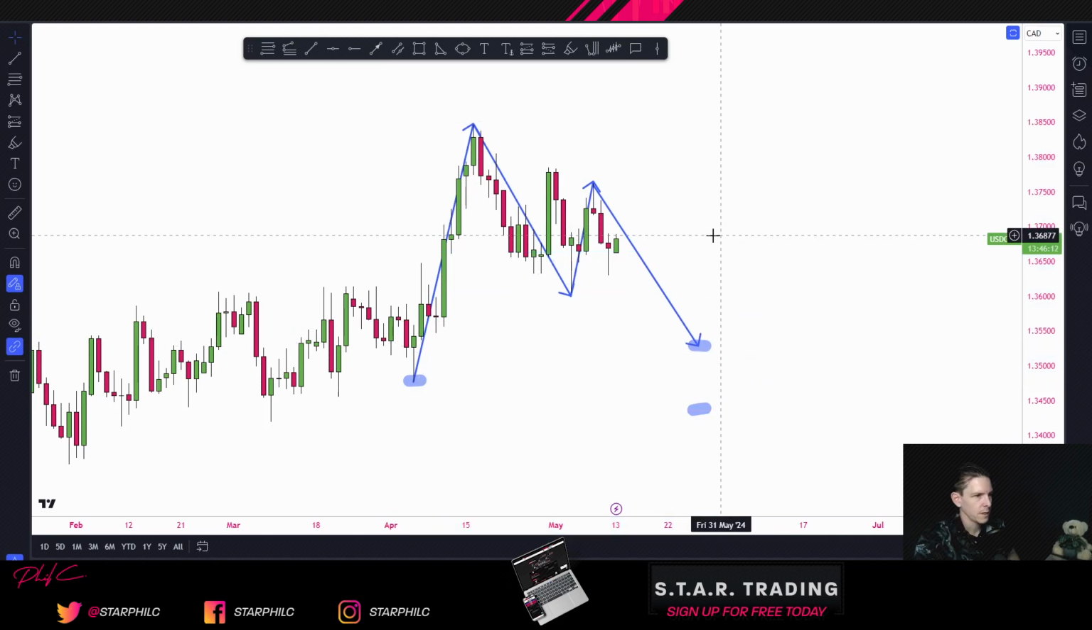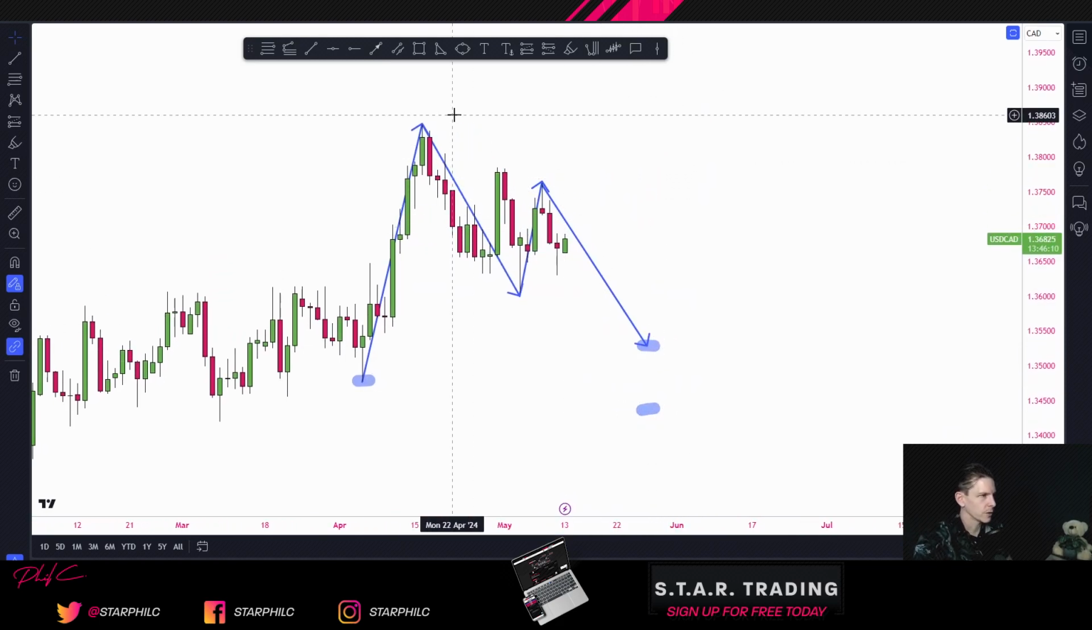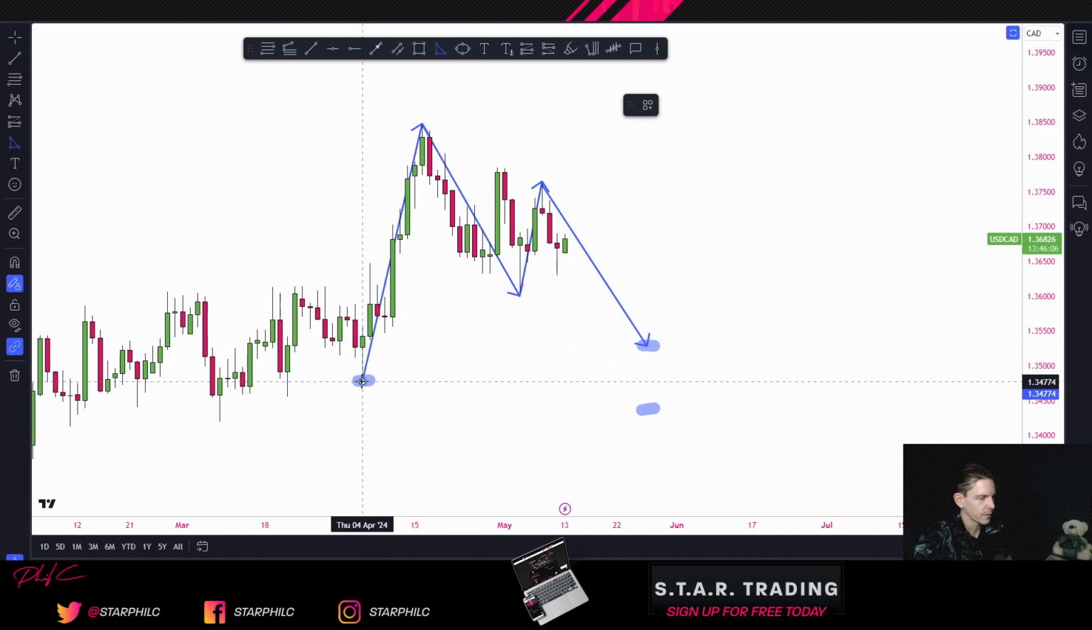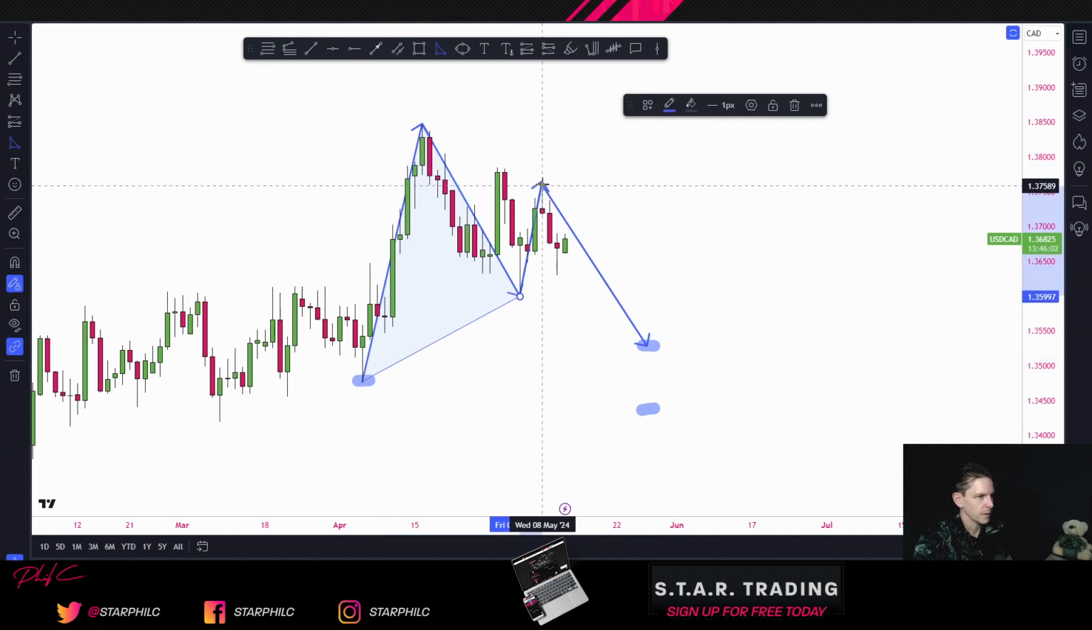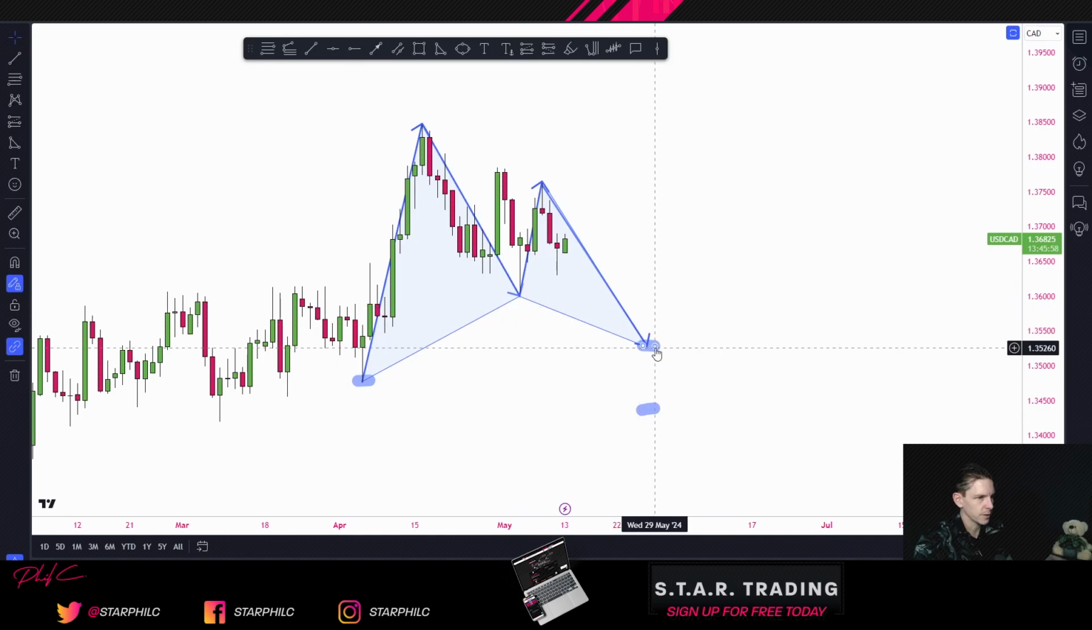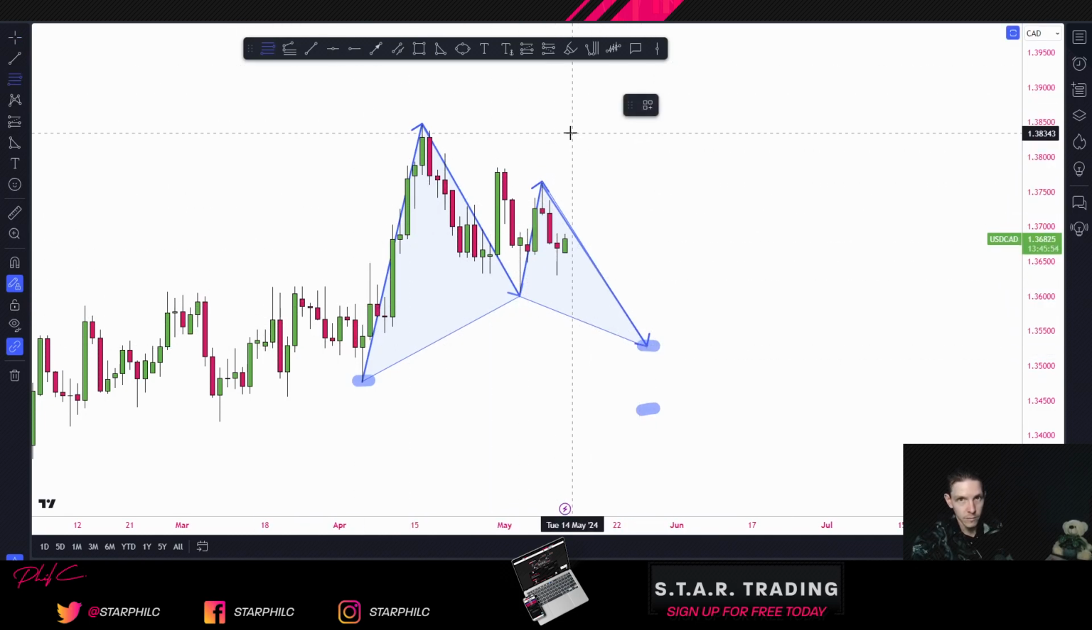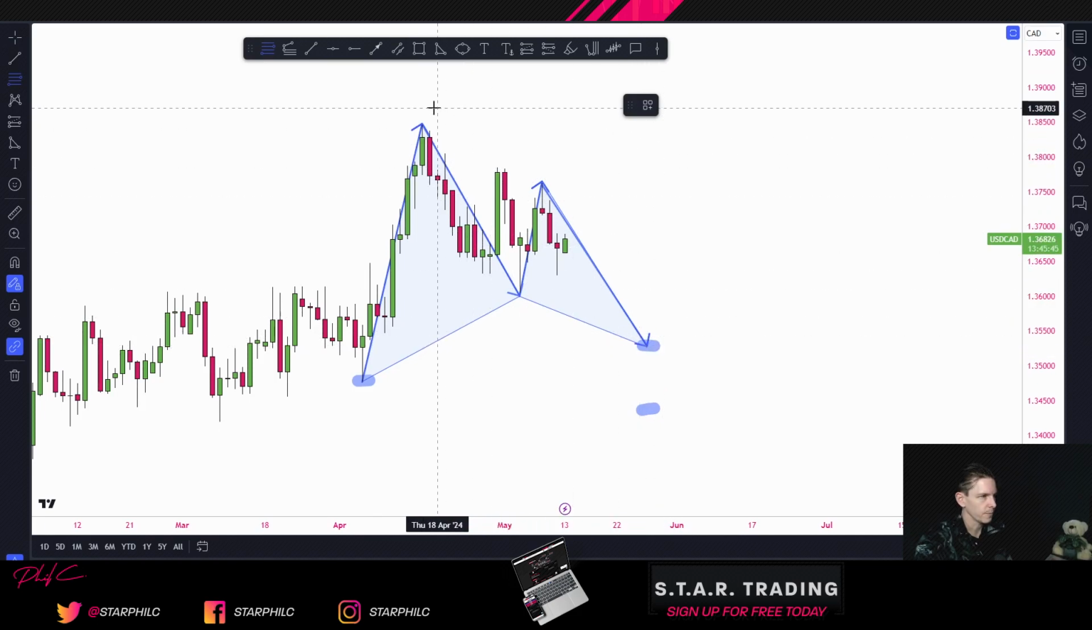Now, where are our targets going to go? Right. And let's just draw this in so it's easier to see. So we have our X to A right there, A to B, B to C, C all the way down to here, CD completion right there. Now our targets, we use a Fibonacci retracement again, and we take it from this high all the way down to our swing low here.